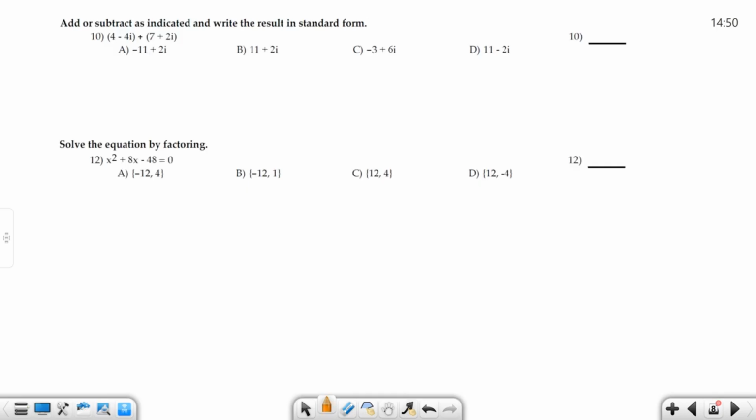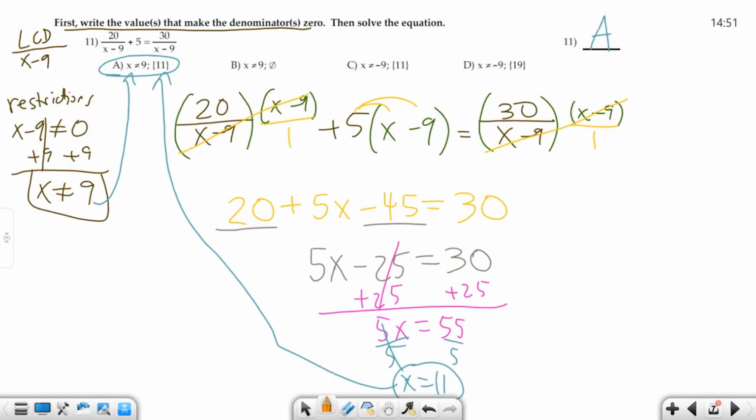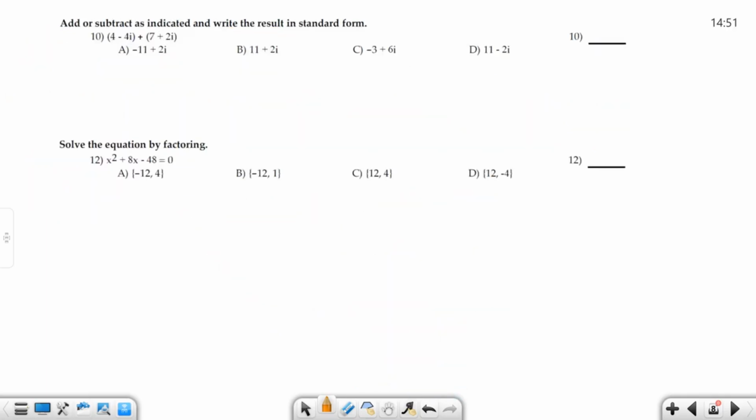All right, bounce back to 10. 4 minus 4i plus 7 plus 2i, add or subtract is indicated. So then, wait, 11. Oh, yes, A. Just making sure. And then 10, let's see. So this is imaginary numbers, and they just work just like normal. This plus doesn't change any signs. We're going to get 4 minus 4i plus 7 plus 2i. This plus is not that. It's because that 7 has an understood positive.